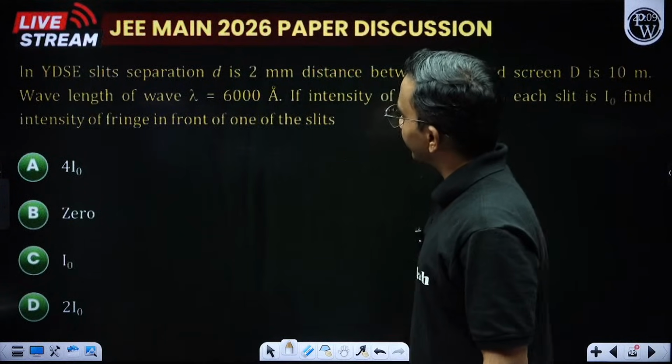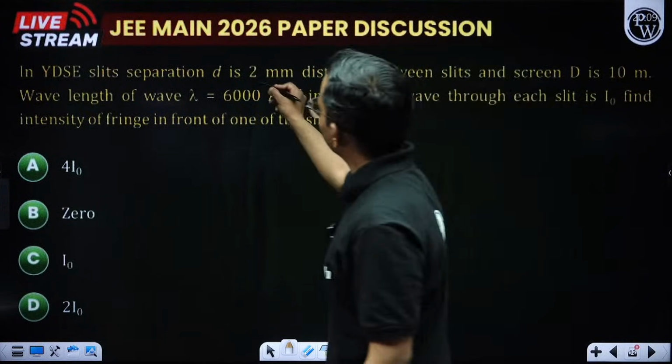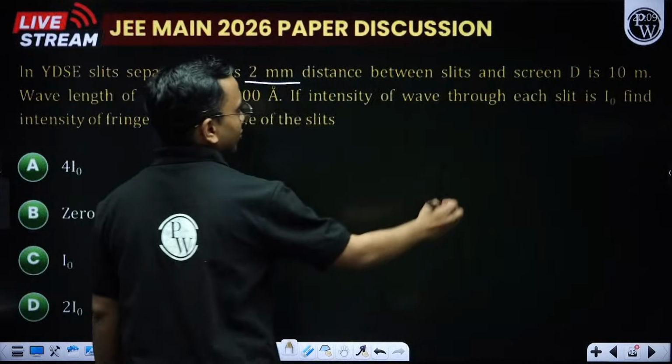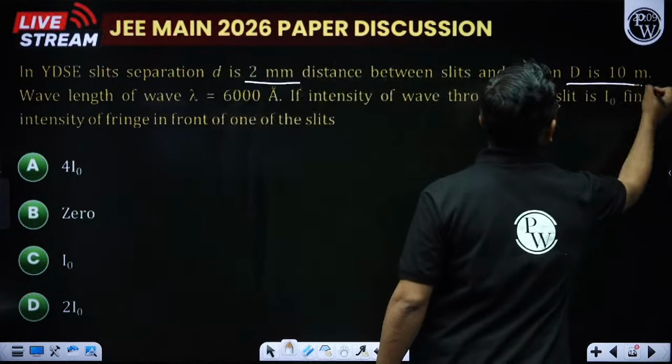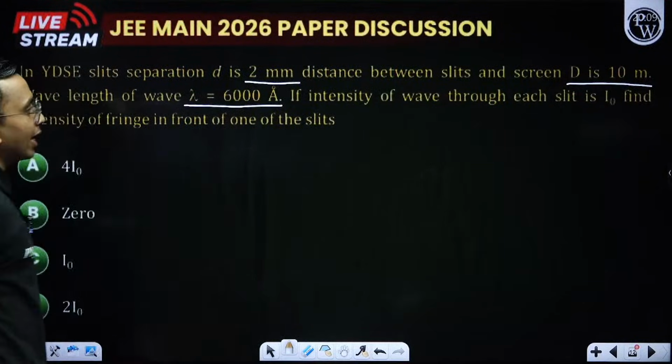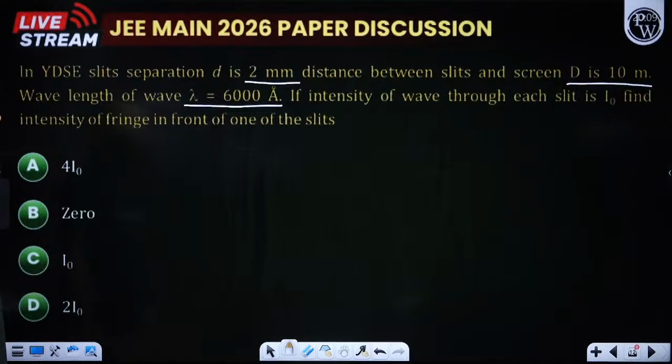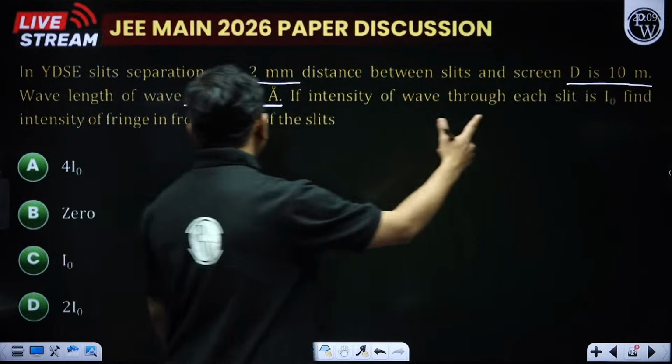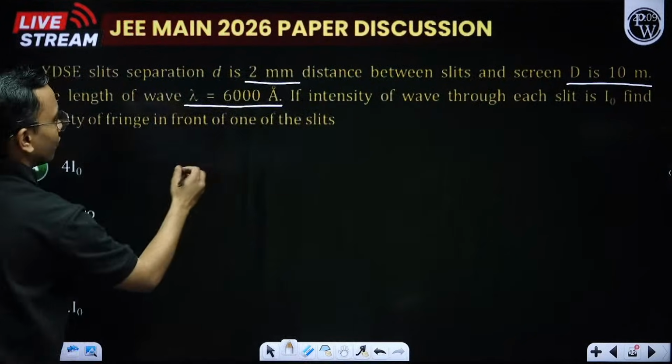In YDSC, slit separation D is 2 mm. Okay. Distance between slit and screen is 10 meter. Wave length of wave is 6000 angstrom. If intensity of wave through each slit is I naught, find intensity in front of one of the slits.